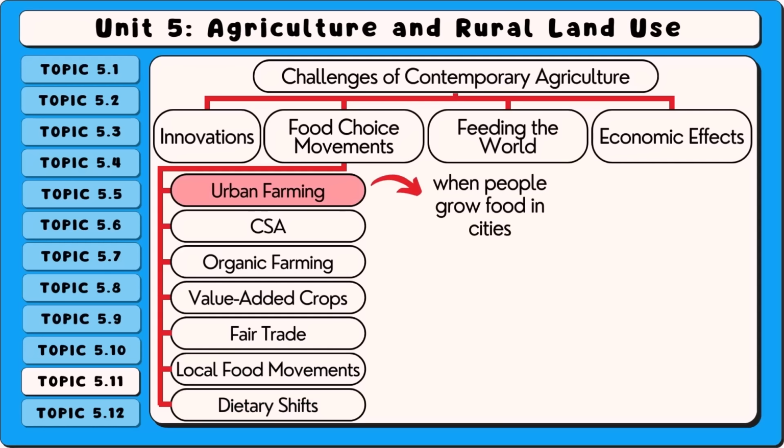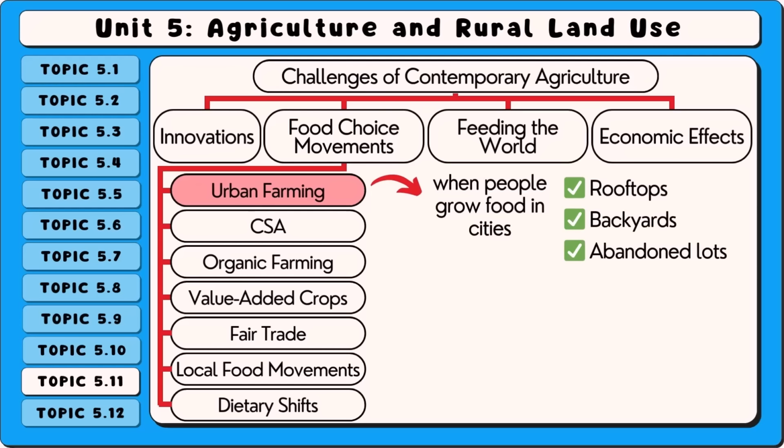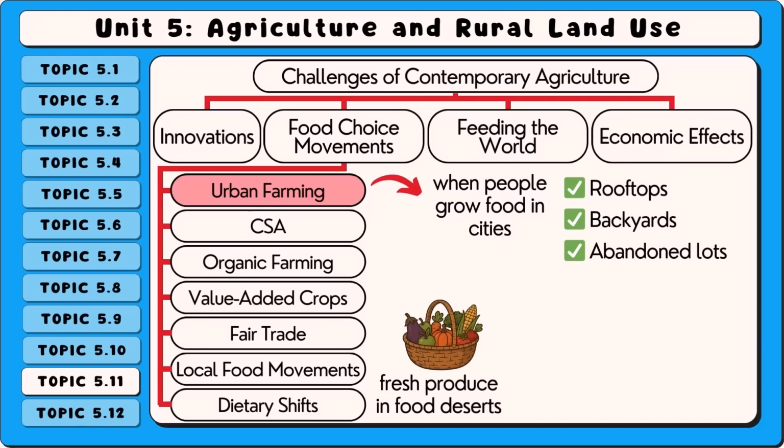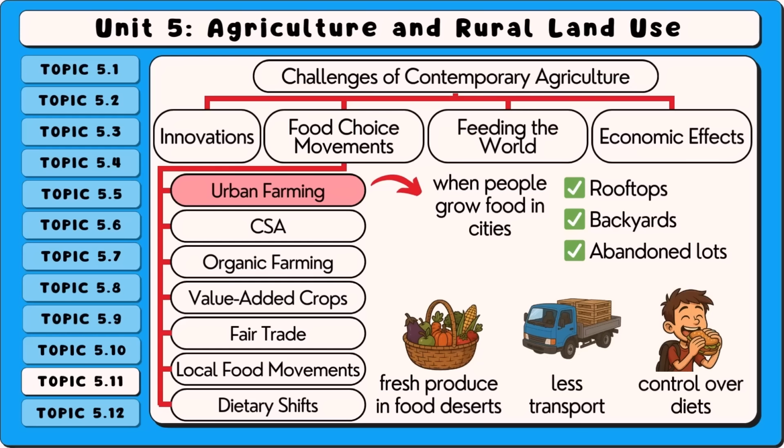This is when people grow food in cities using rooftops, backyards, or even abandoned lots. It helps provide fresh produce to people living in food deserts and reduces the need to transport food long distances. It also gives people more control over what they eat.